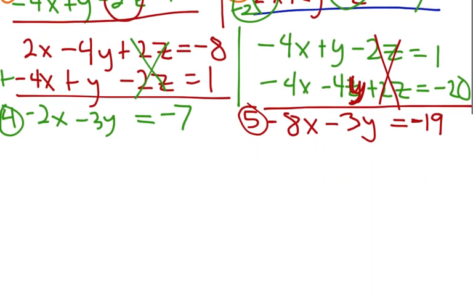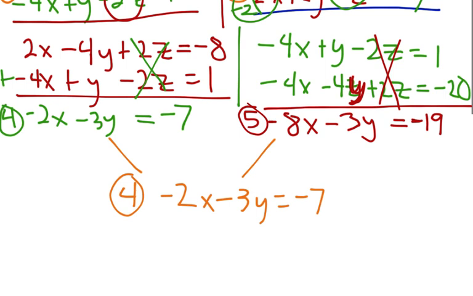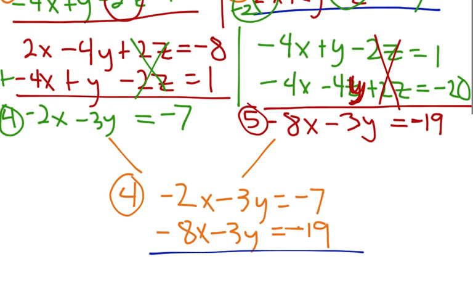Now, we're supposed to stack our equation 4 and 5 on top of each other right here to further eliminate. So I'll put equation 4 here. And so that's negative 2x minus 3y equals negative 7. And my negative 8x minus 3y equals negative 19. Now what's going to happen is I don't have a variable that can eliminate yet. So I need to multiply one of these equations by a negative because I notice the y's are ready to cancel. I just need an opposite.